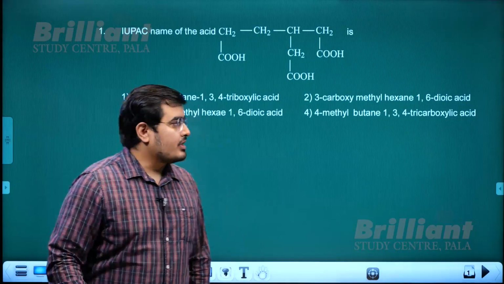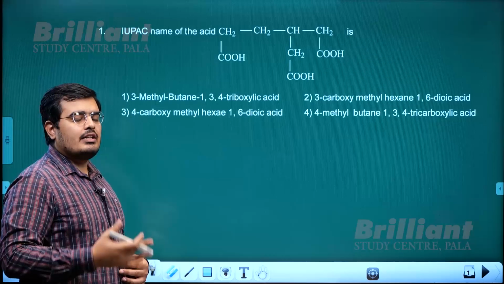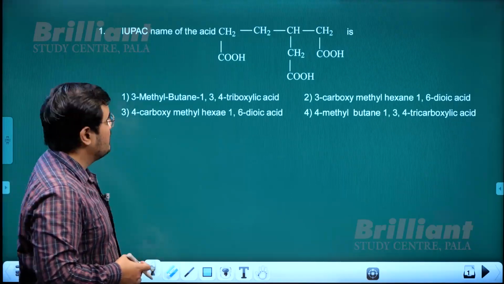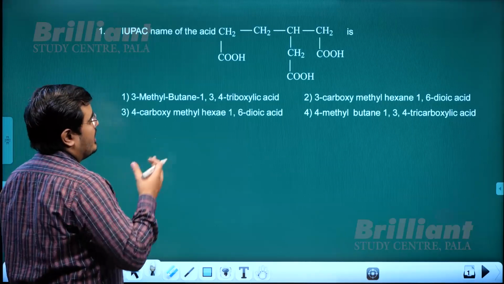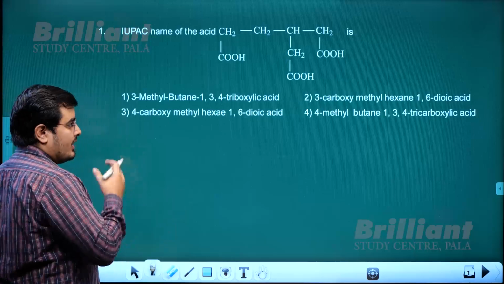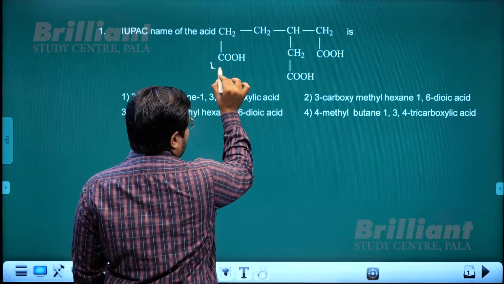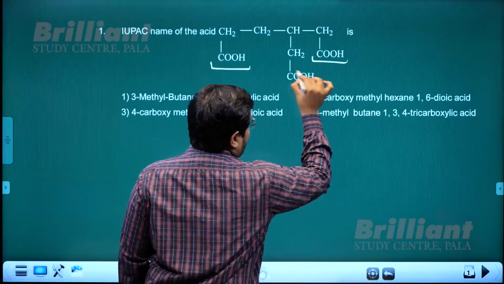So in this session, we'll be taking up the questions of carboxylic acids and we'll be discussing the additional theory which we haven't covered. So the first question is the IUPAC name of the acid, and this is the structure given. As we can see, there are two carboxylic acids which are directly attached to the parent chain and one is not directly attached.